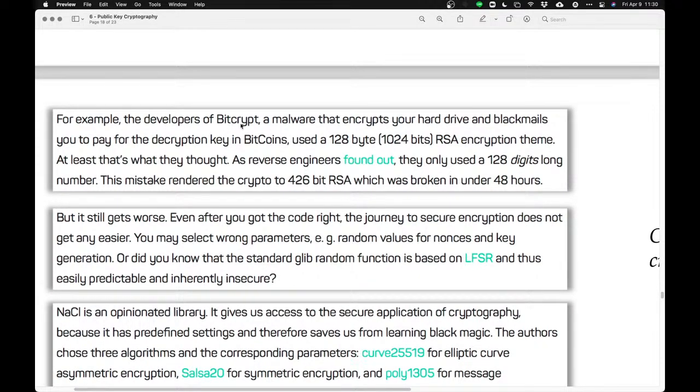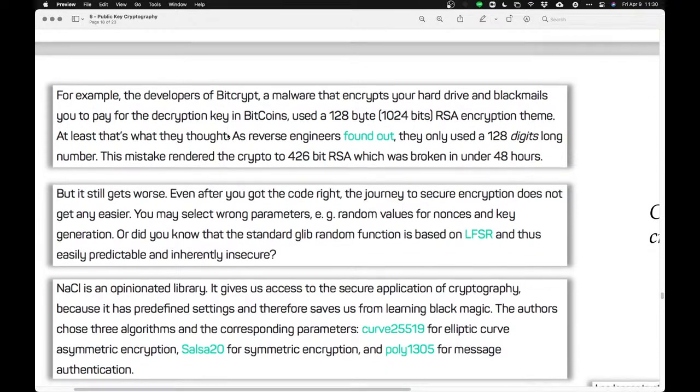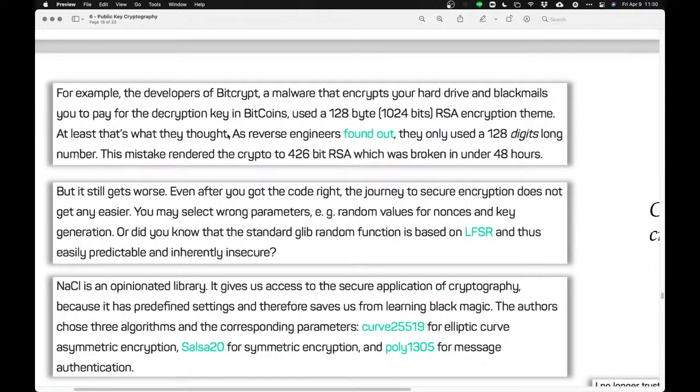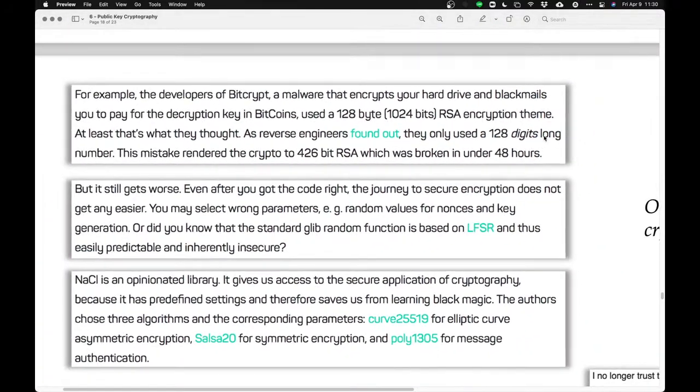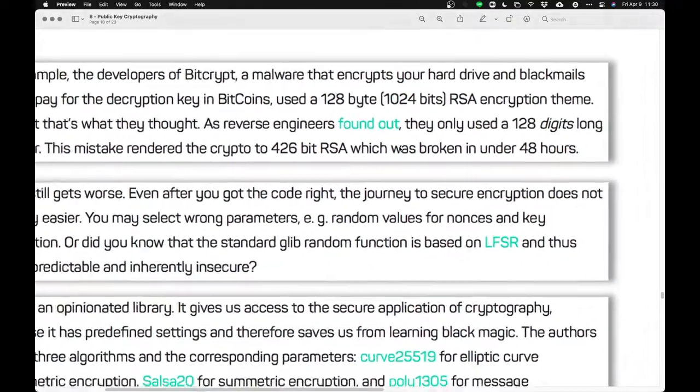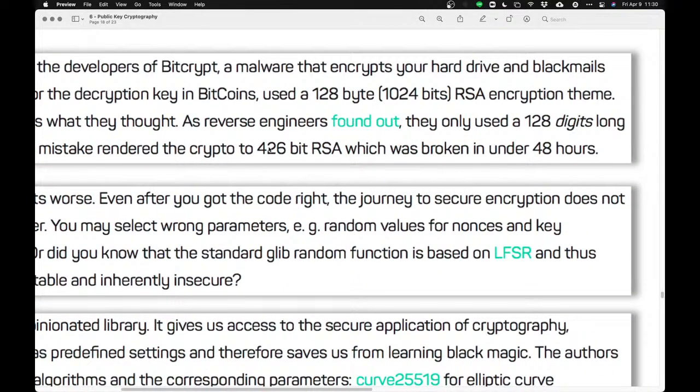No. So BitCrypt was a malware that encrypted your hard drive and then blackmailed you and said, pay us money in Bitcoins, and if you do, we will send you the key and you can decrypt your hard drive again. Okay, it was a malware. Luckily for us, the people who made the malware made a slight mistake. The key they were using was only 128 digits long. They were using RSA, public key crypto. And it turns out people were able to break the keys in under 48 hours for any given key.